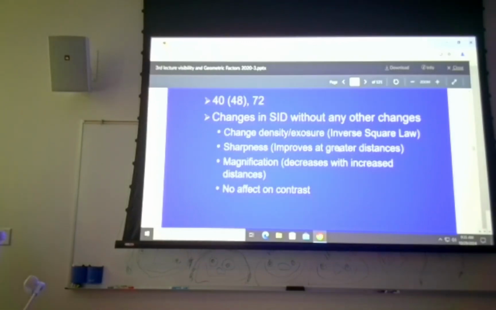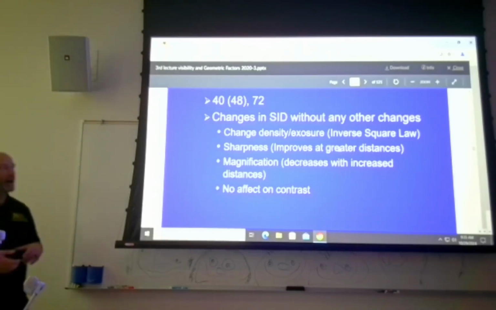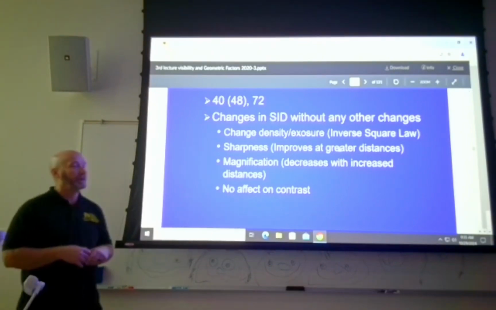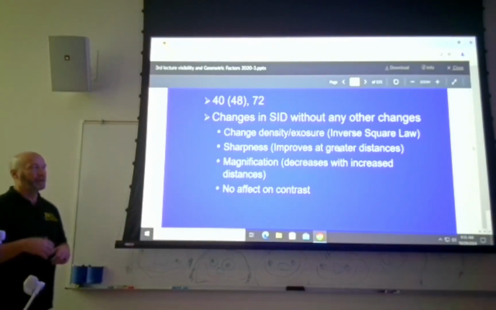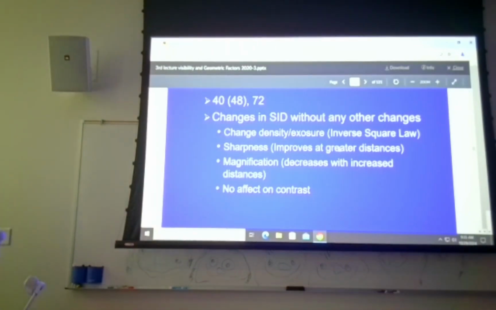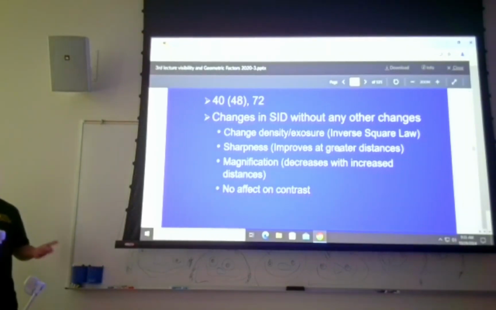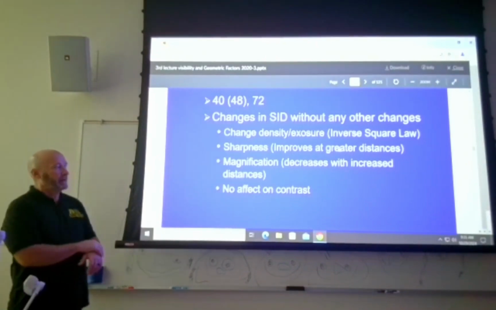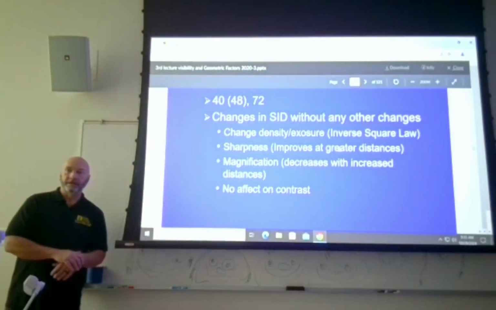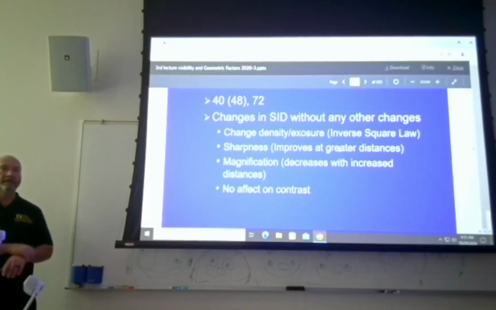All right. So SID. Changes in SID without any other changes. You got a lot of stuff that happens. You have a change in exposure, not so much density, but exposure, according to the inverse square law. You have a change in sharpness that increases at greater SIDs. You have a change in magnification. It decreases, the amount of magnification decreases with increased SID. And it has no effect on contrast. Has a lot of effect on density, no effect on contrast.